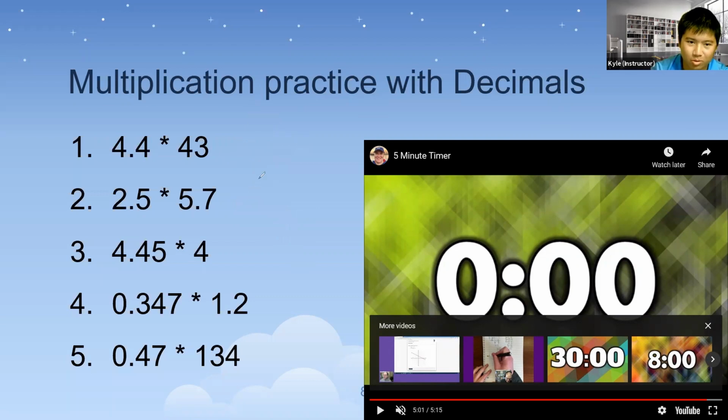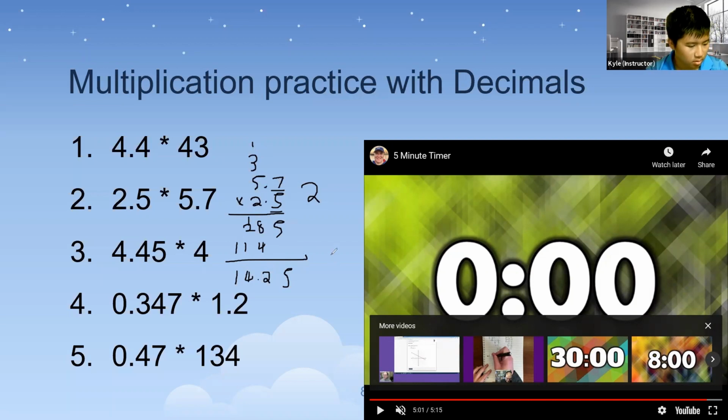Same principle on the second one. 5.7 times 5.2. We have 2 decimal places from the 7 and the 2. Now let's do the multiplication normally. We have 35, 25, so 28. Now we have 2, 4, 1, 5 times 2 is 10, 11. We have 5, 2, 1, 4, 1. So we get 14.25 for question 2. Cool.